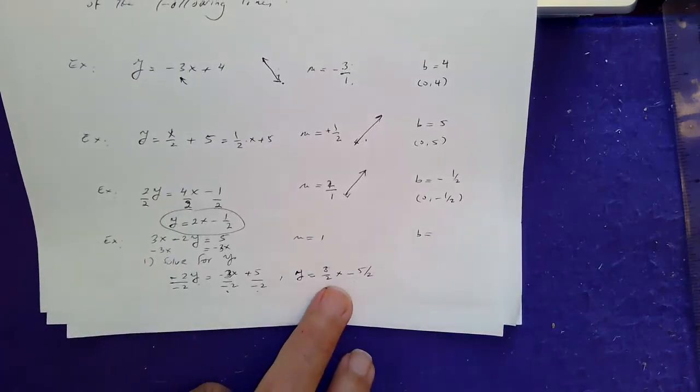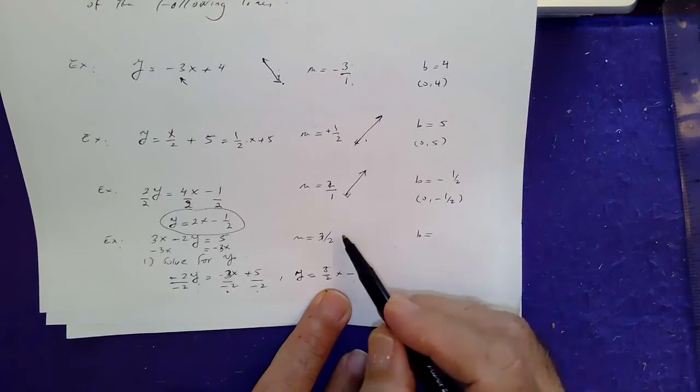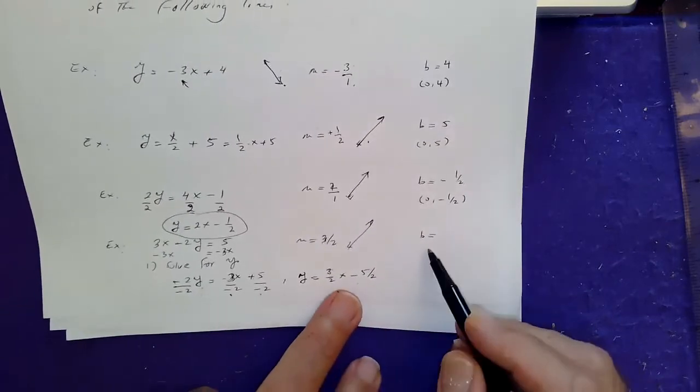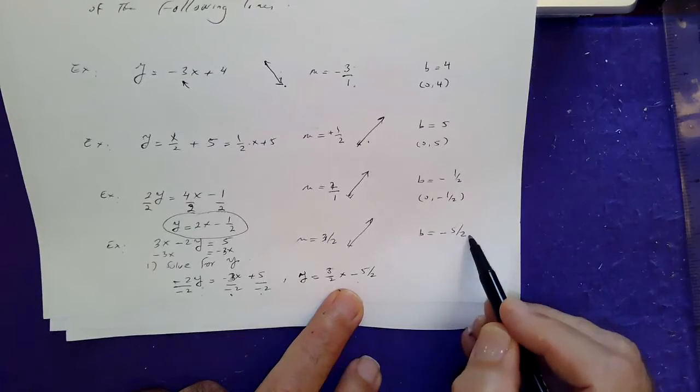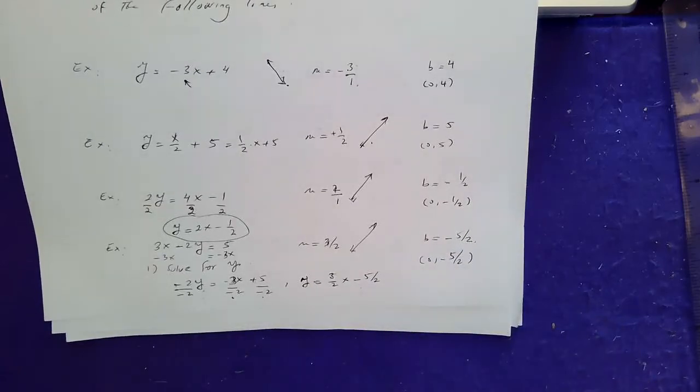Well, guess what? The slope is 3/2, so it's positive. The line is still increasing. And the y-intercept is negative 5/2, so it's (0, negative 5/2). You all see it.